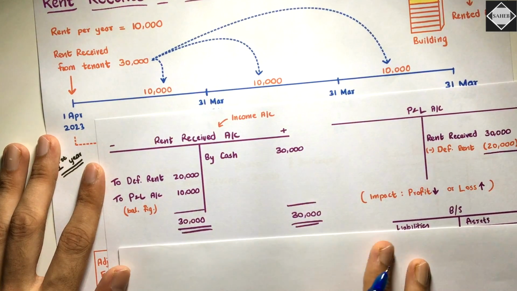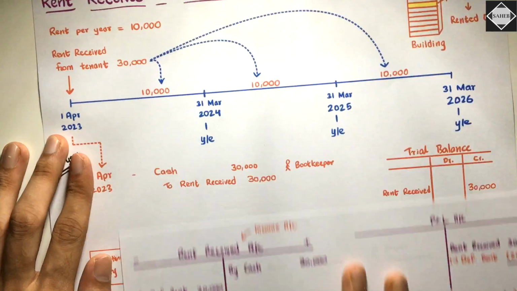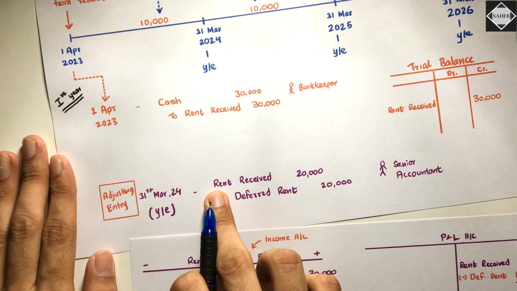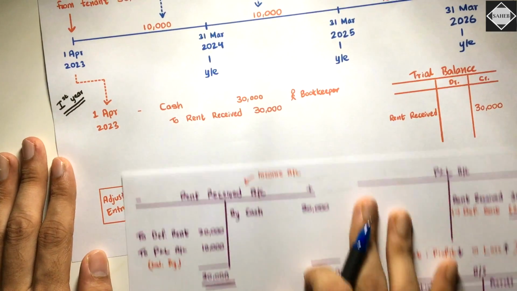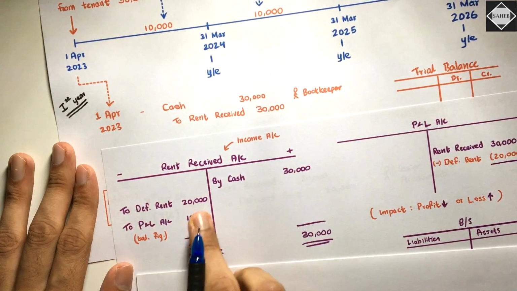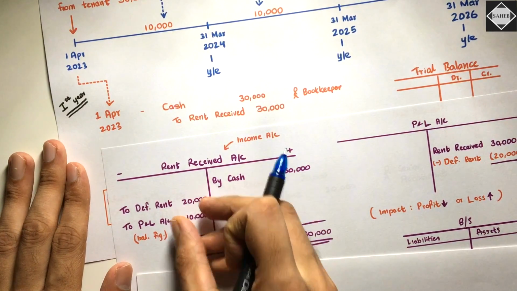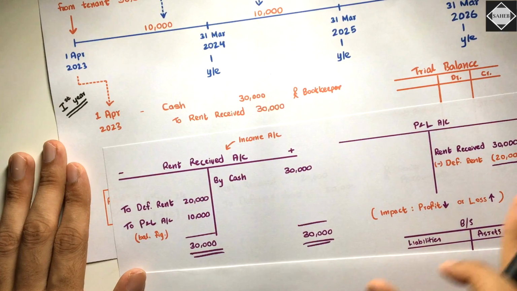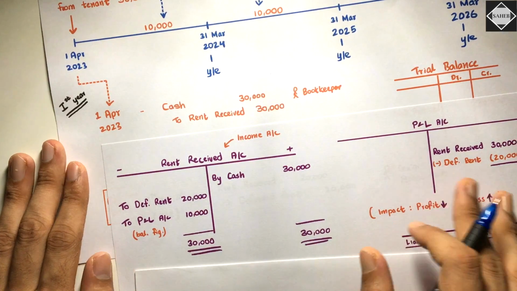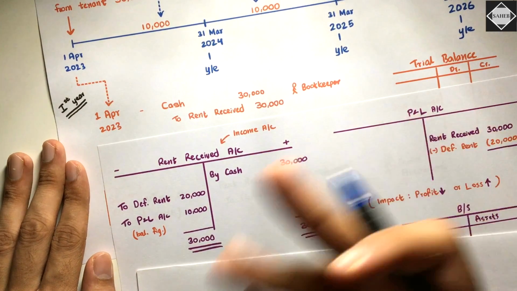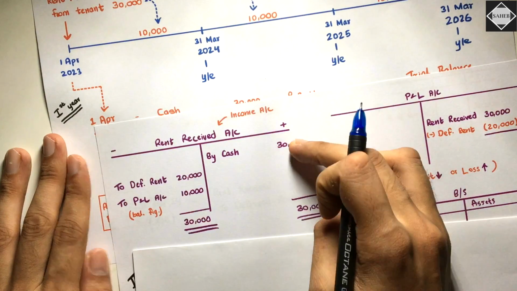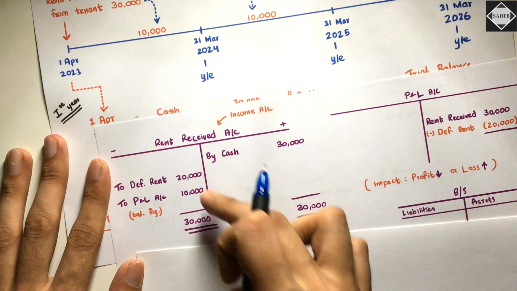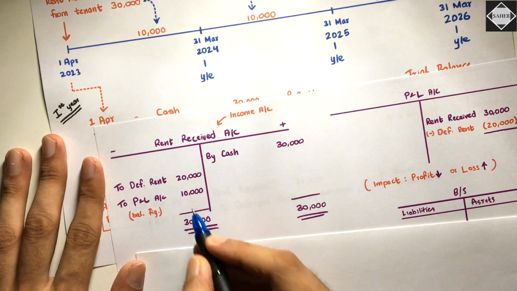This posting we did, where rent received was credited because of cash. And then the adjustment happened by the senior accountant, where rent received was debited. It was decreased by 20,000, because that 20,000 is actually deferred rent. So it went to deferred rent. Is that clear? You understand the logic? Then you have to balance the account. 30,000 is the bigger side, so 30,000 on both sides. 30,000 minus 20,000 is equal to 10,000.